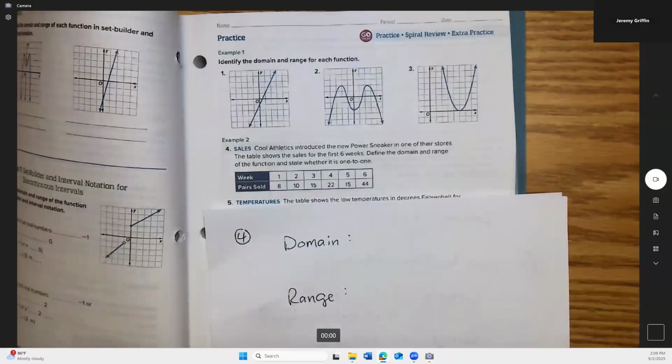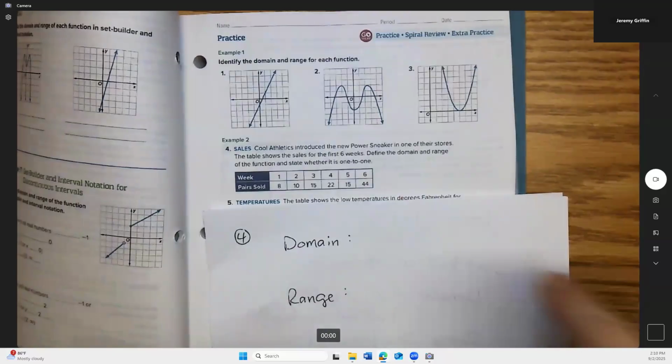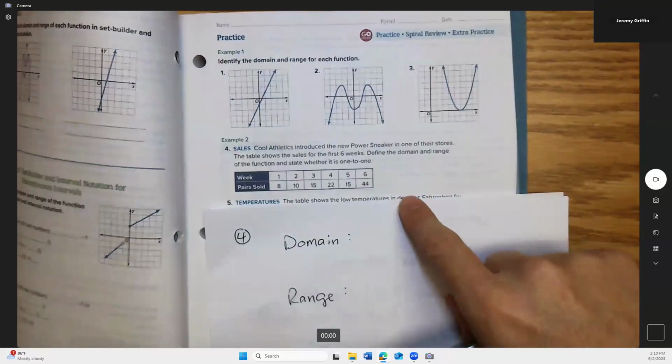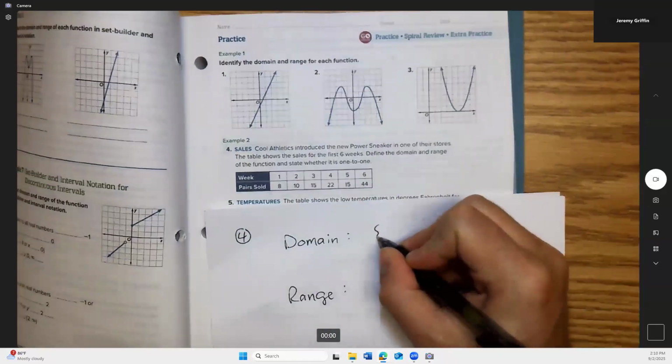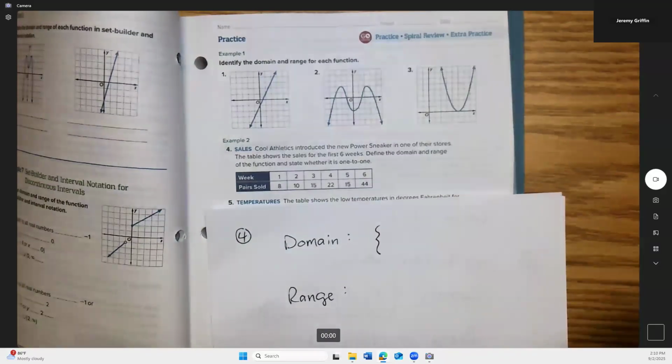Yeah. How do you guys think? Discrete. Yeah, guys, it's going to be a discrete function. All right. And for discrete functions, let's do it this way: always use a curly bracket and just list the values.